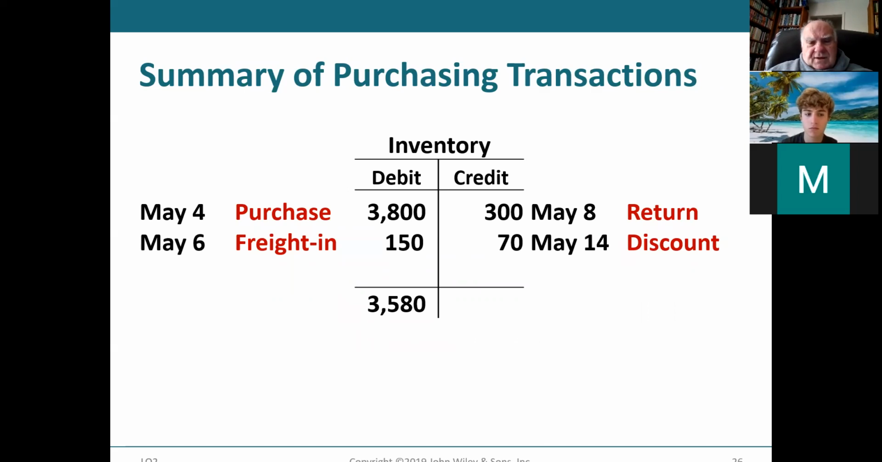Summary of purchasing transactions, okay? See the inventory here? We had a beginning balance, it looks like, of 3,800 they brought in with a purchase. Then on May 6th, they paid the freight on top of that. So that went up. And then going down, 300 for the return, 70 for the discount, okay?